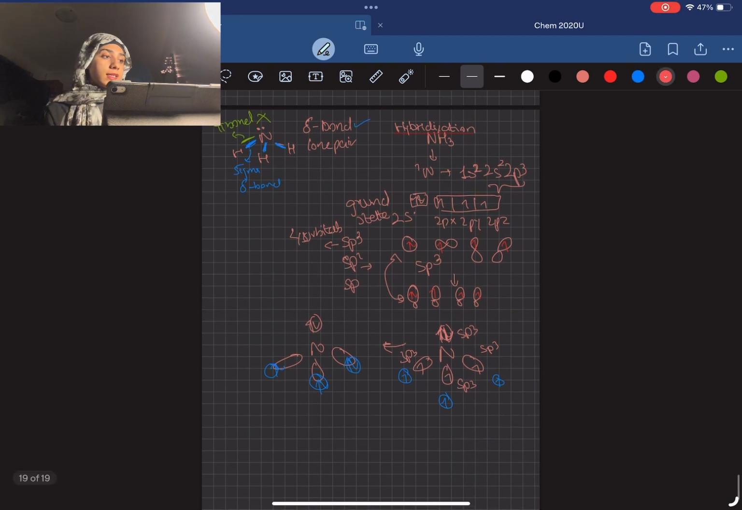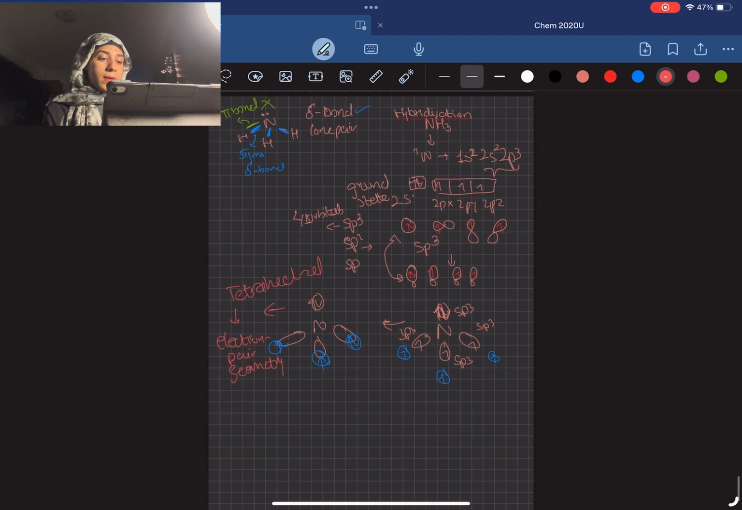But one thing I need to add over here is that this is a tetrahedral structure. However, it's tetrahedral if I consider the electron pair geometry. But there's another shape that I could take, which is the molecular geometry.